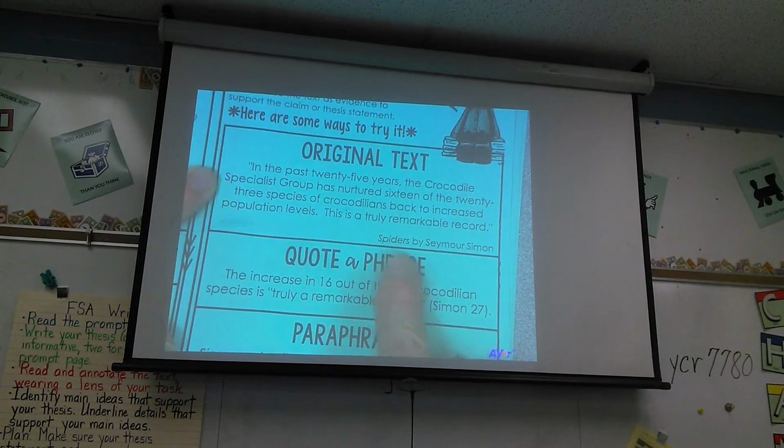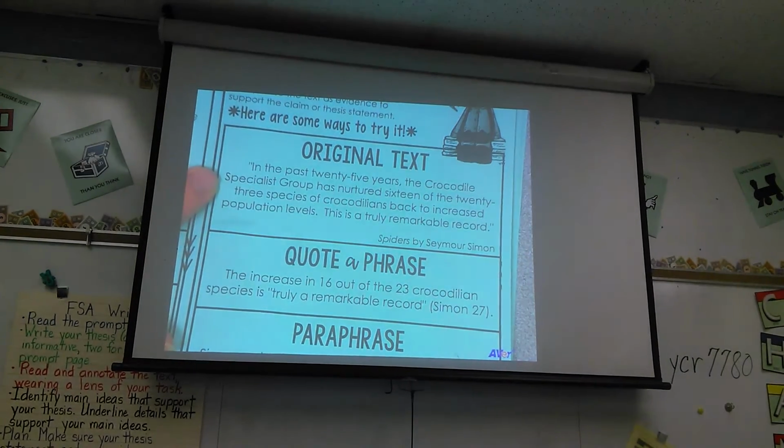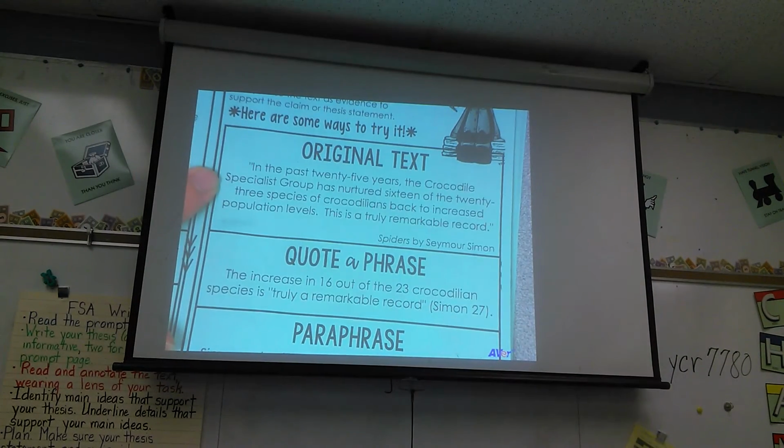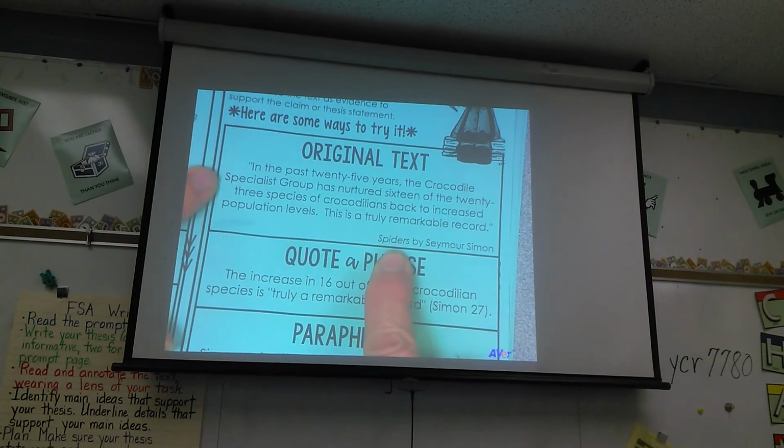In the past 25 years, the Crocodile Specialist Group has nurtured 16 of the 23 species of crocodilians back to increased population levels. This is a truly remarkable record. Okay, the important thing to know is that this was a book. Can you see how the title's italicized? Because it's done on the computer. If you were writing it with your pencil on paper, you would underline it.